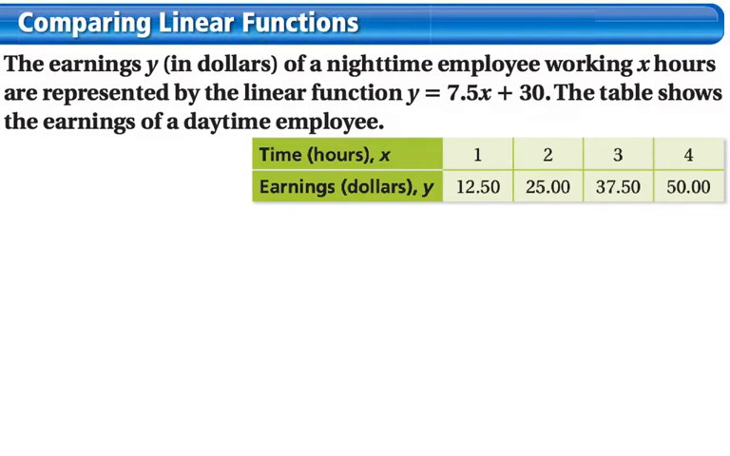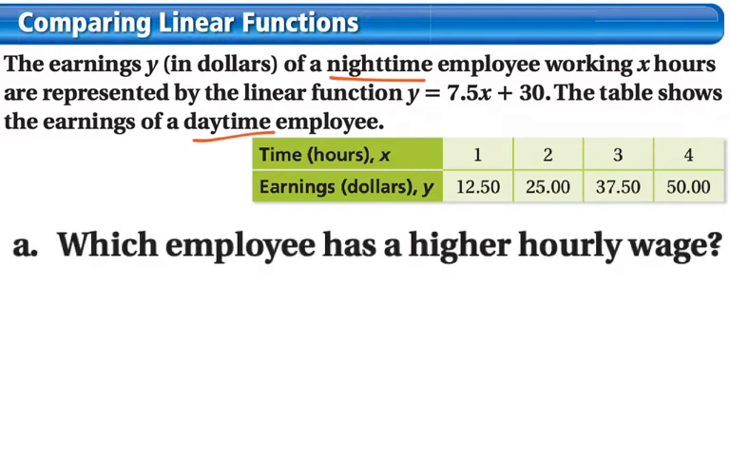Here we have the following situation. The earnings, y, in dollars, of a nighttime employee working x hours are represented by the linear function y equals 7.5x plus 30. The table shows the earnings of a daytime employee. Right out of the bat, I do see we have 2 different employees. One works during the day and one at night. Looking at the table, I see that we've got information for 1, 2, 3, and 4 hours of work, and then the amount of money that the person is earning past that.